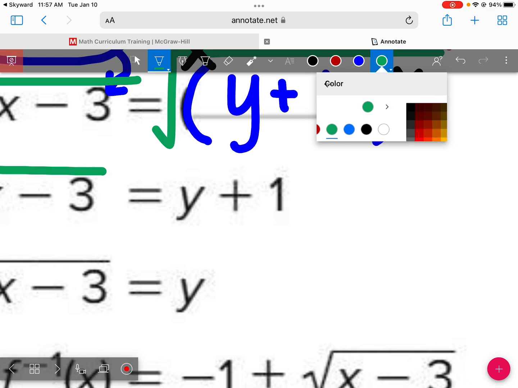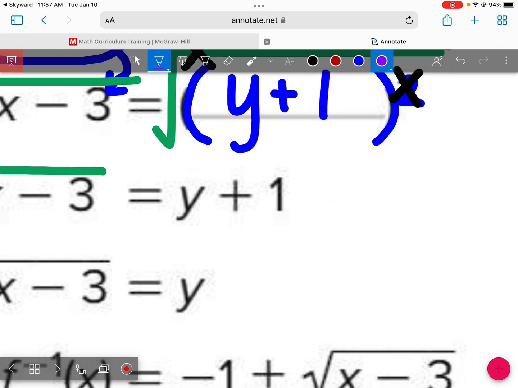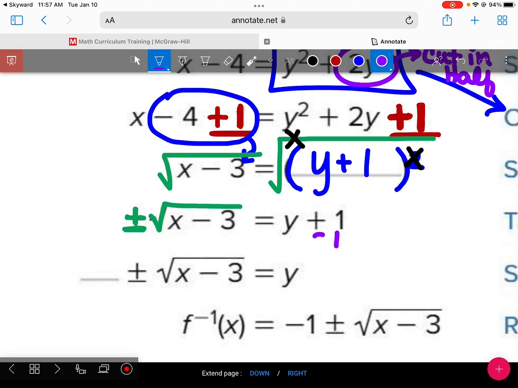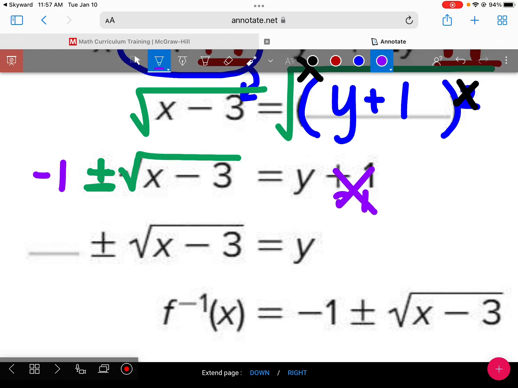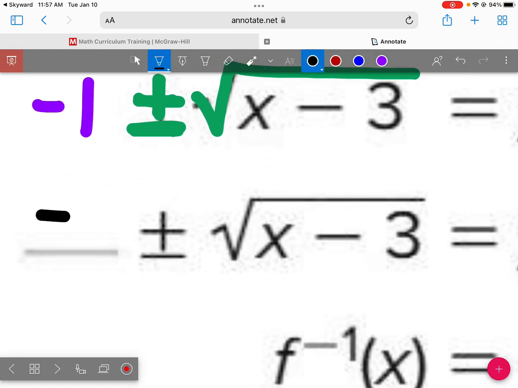How do I get rid of that 1? Subtract it. I subtract it to one side. If you do it to one side, you have to do it to the other side. Here it's going to cancel out. Over here, I do not have a like term that I can combine it with. So this is negative 1 plus or minus the square root of x minus 3.